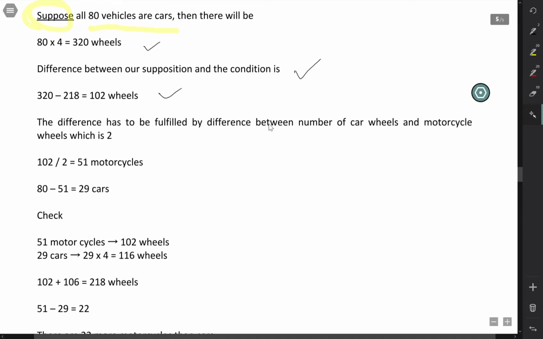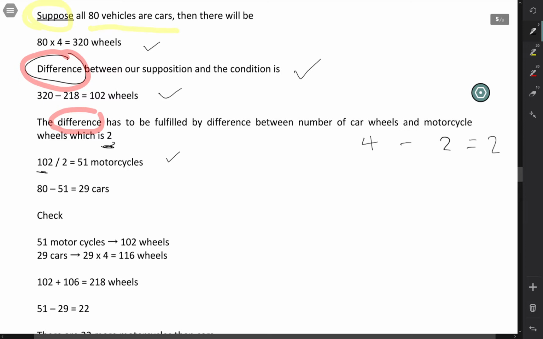Next, the difference has to be fulfilled by the difference between the number of car wheels and motorcycle wheels. For example, the number of car wheels is 4, the number of motorcycle wheels is 2, you take 4 minus 2 equals 2. Right? We take the difference. See the difference here. The difference here divided by the difference in the number of wheels. Right? And we get 51.